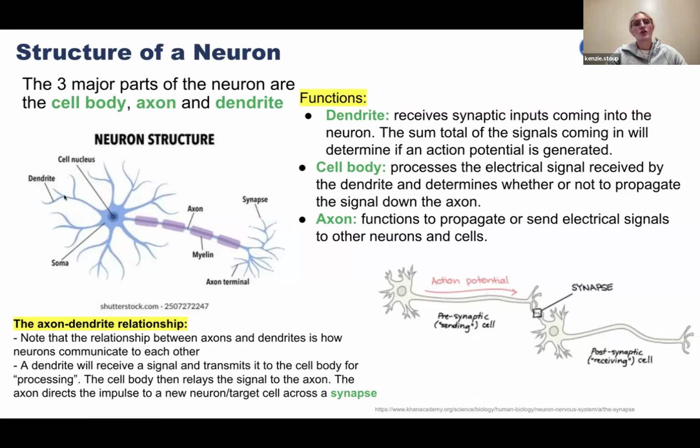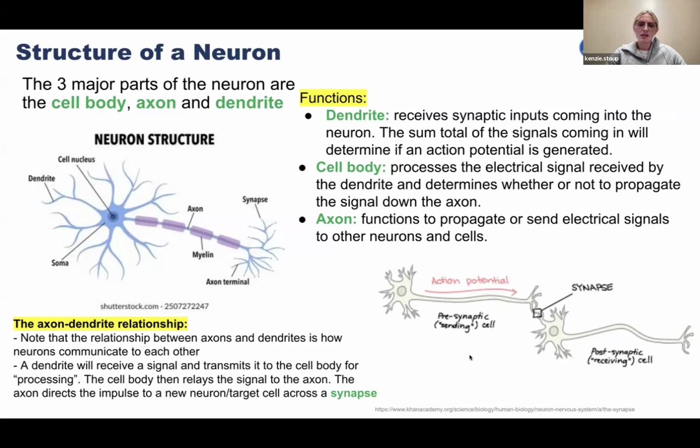The dendrites are what receive information, usually from other neurons or from the brain. And the cell body is what communicates between the dendrites and the axon. It usually decides whether or not the signal is strong enough to continue propagating it, or if that's a type of signal that we need.